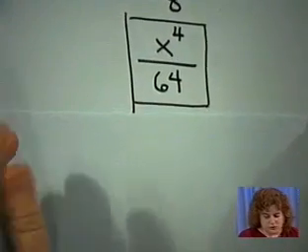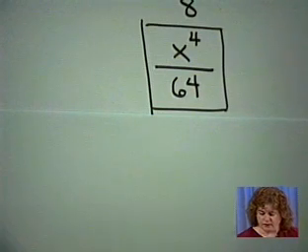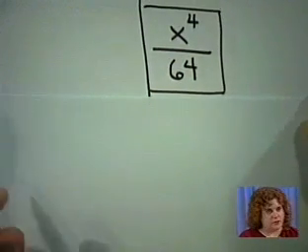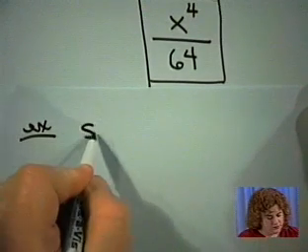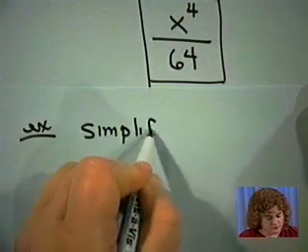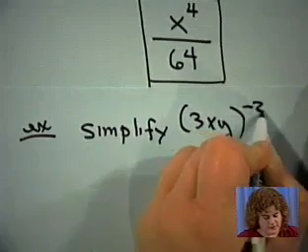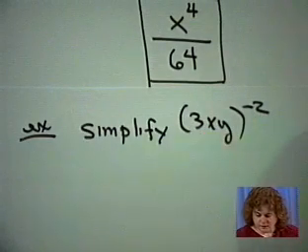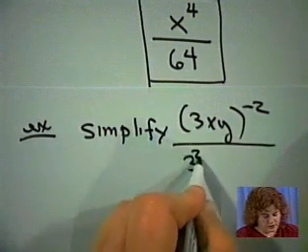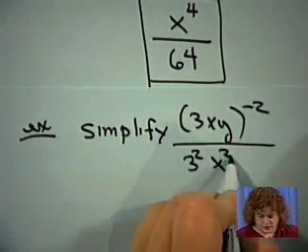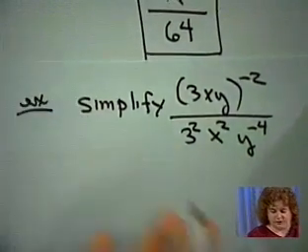Now, let's do one more example with this, one that's a little more complicated. Let's simplify 3xy to the negative 2 power over 3 squared x squared y to the negative 4. Lots of opportunity here for using our rules.